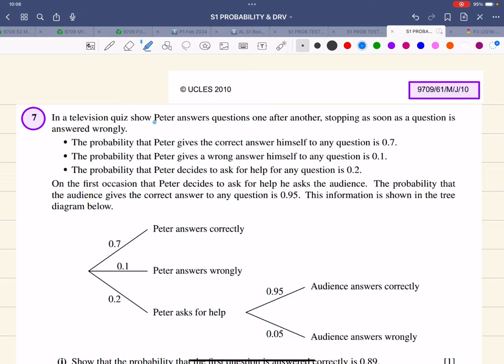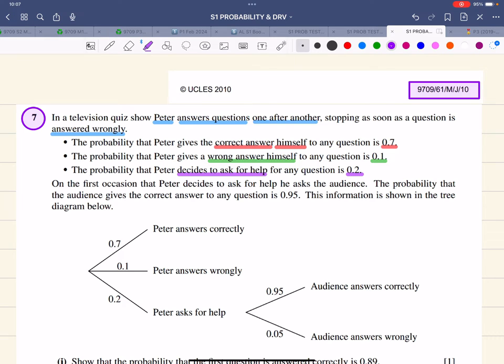Now, first of all, it's about Peter. Peter is answering questions one after the other, stopping as soon as a question is answered wrongly. That means no further chance will be given. Now, there are three options over here. The first one, the probability that Peter gives the correct answer himself to any question is 0.7. And let me also underline himself. The second one, the probability that Peter gives a wrong answer himself to any question is 0.1. And the last one, the probability that Peter decides to ask for help for any question is 0.2.